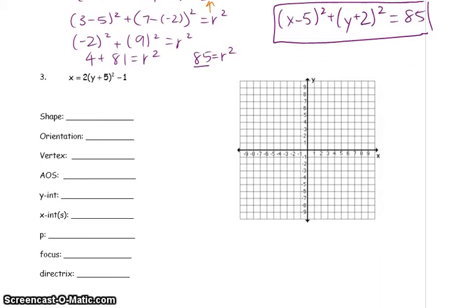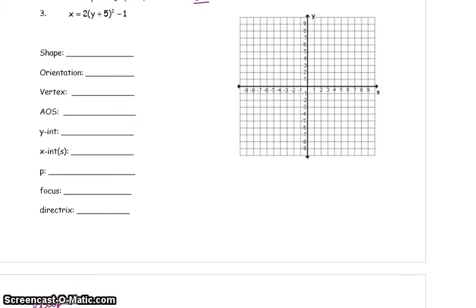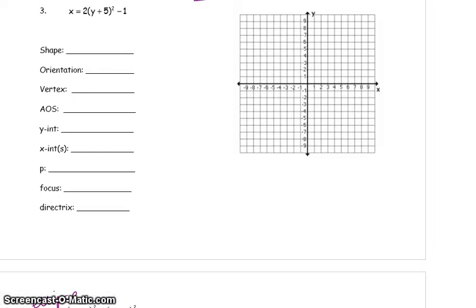If we're moving right along, our first step for this problem is to say, okay, we have one variable that's squared and one that's not. That automatically makes it a parabola.